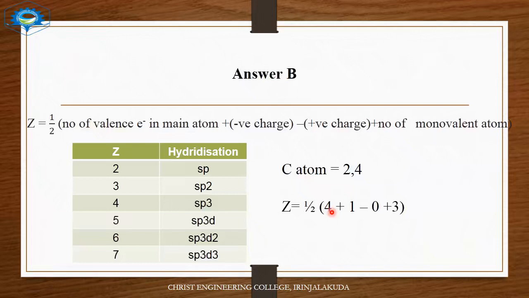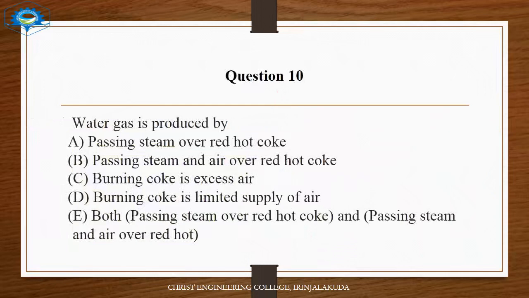Outermost electrons 4. A negative charge is there in our problem, CH3 minus, so add plus 1. No positive charge. And there are 3 monovalent hydrogen atoms, so plus 3. Altogether we have the value of Z equal to 4, which gives sp3. So remember this table. Hybridization.